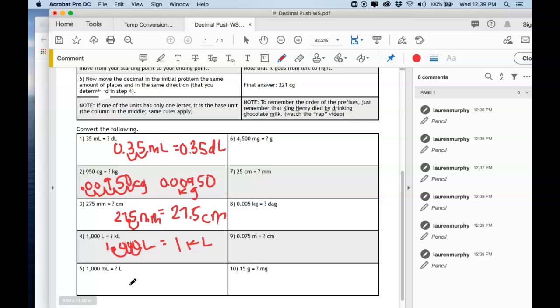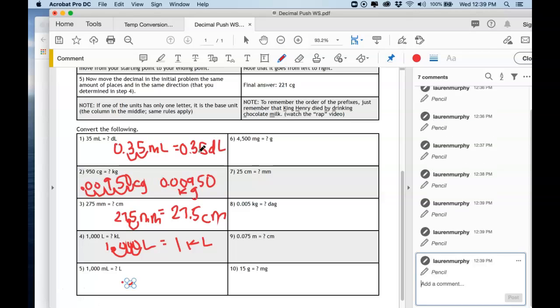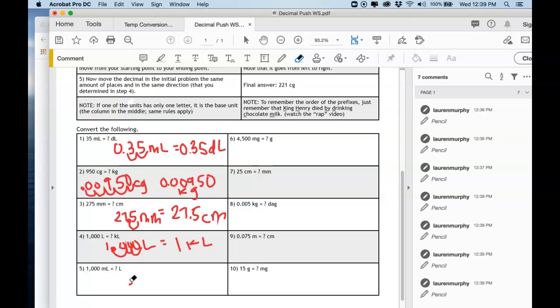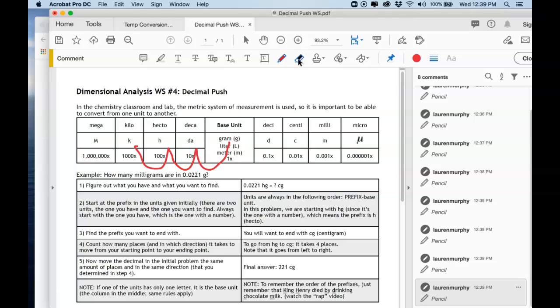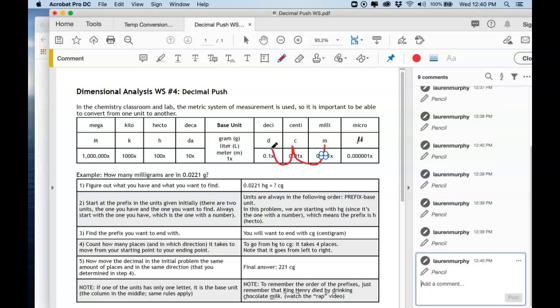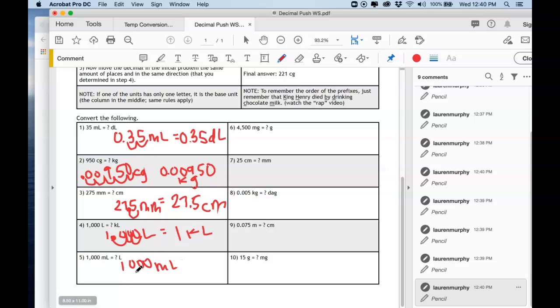Okay, so 1,000 milliliters, and we want to change that to liters. So I'll erase this again so we don't get confused. Remember, liters is considered a base unit, so we're starting at milli, and we're going 1, 2, 3 backwards. So you take your number and you go to the end of it and go 1, 2, 3 backwards. So 1 liter is your answer.